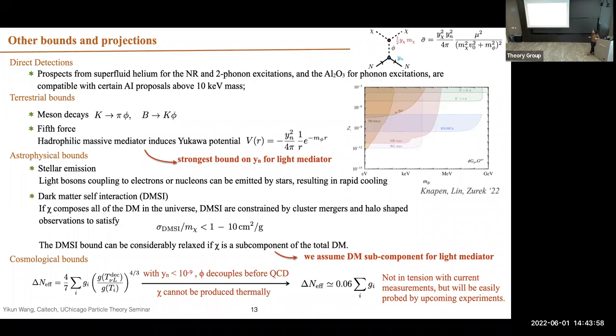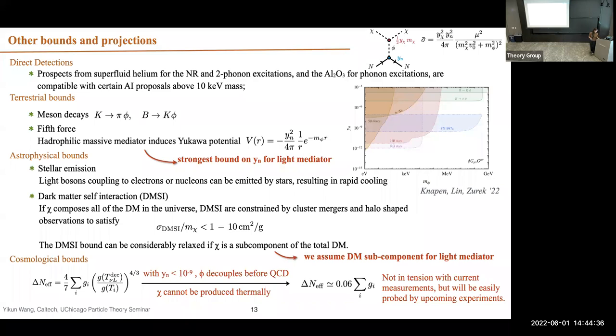The stellar cooling bound actually shows up here as well, but it's not as strong as the fifth force. And the dark matter self-interaction is really the game killer here. Not really a game killer, but it kills the possibility for chi to be the whole component. And we also have the cosmology bound from N-effective, but if we have very small Yn and phi decouples before QCD, then the contribution is not enough to be probed by current bounds, but probably future upcoming experiments are able to probe this N-effective contribution from the parameter space.